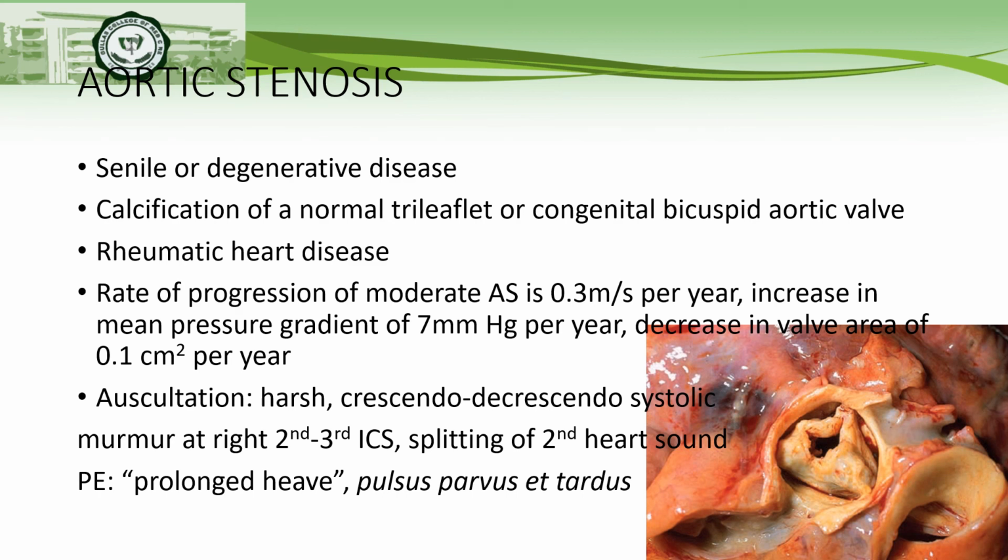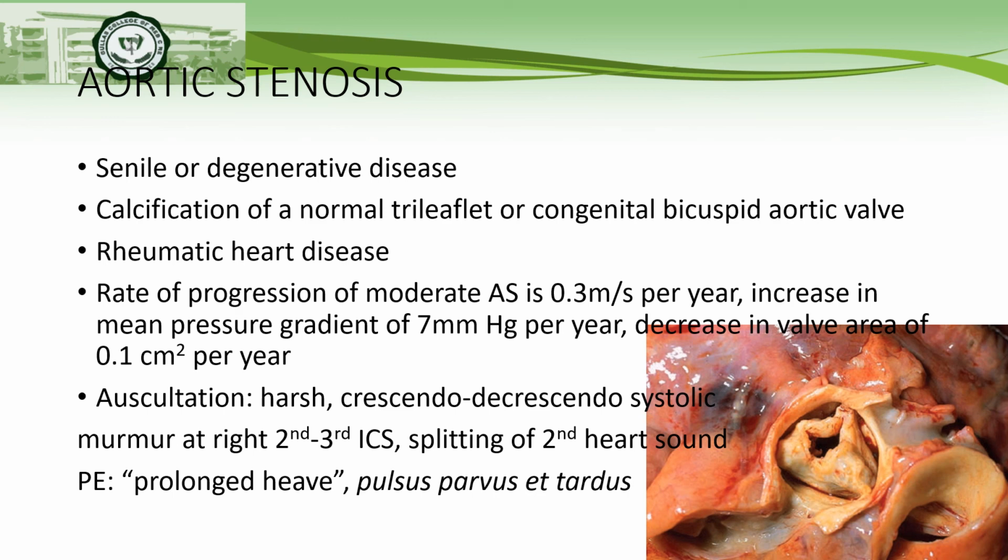The most common cause of adult AS or aortic stenosis is calcification of a normal trileaflet or a congenital bicuspid aortic valve, particularly in patients more than 70 years of age. Another important cause of AS is rheumatic heart disease, which is particularly common in developing countries.